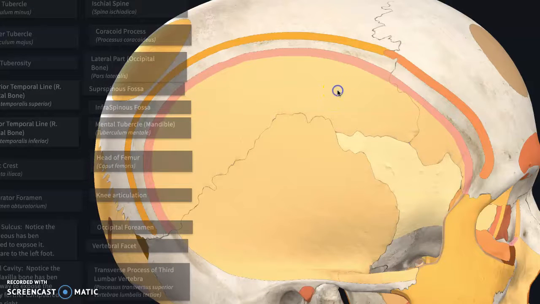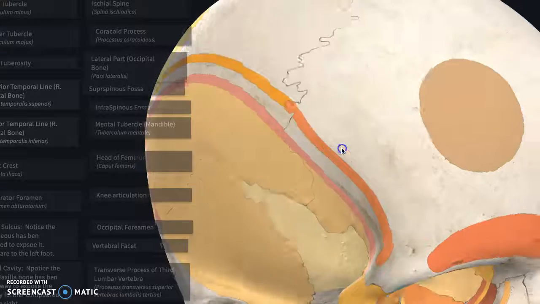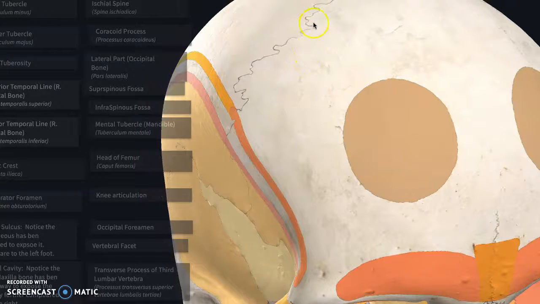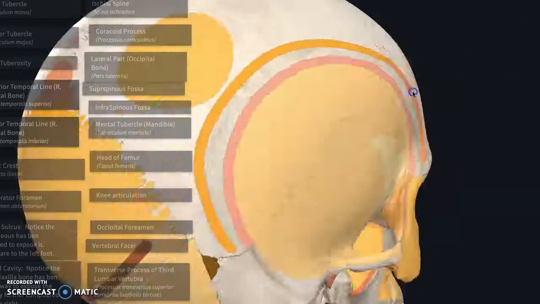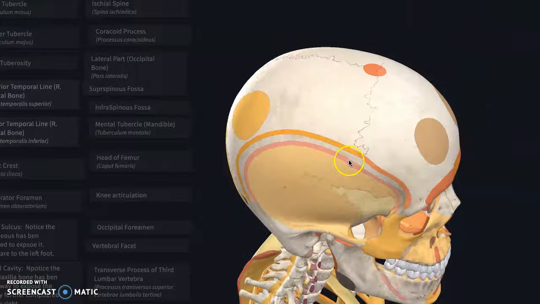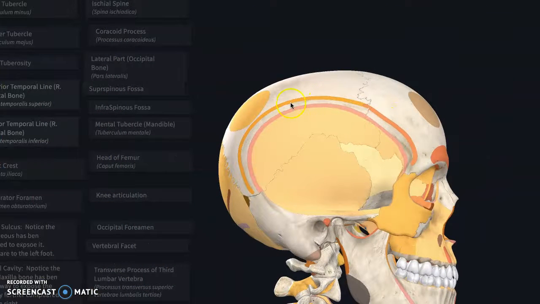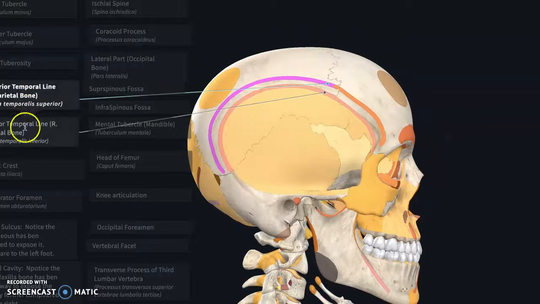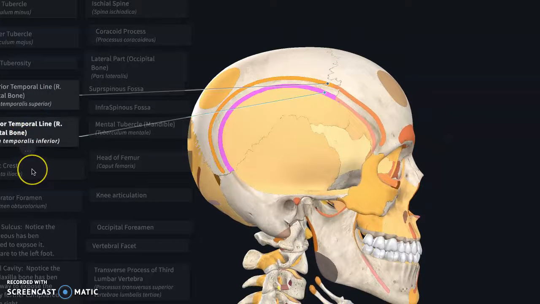I can't click on it right now. This is your temporal bone, or temporal area of the brain. You have a frontal area of the brain. This is your frontal bone. These little lines here are called suture joints. Here's your occipital bone. But again, this video is just for the bony landmarks. So superior temporal line and inferior temporal line.